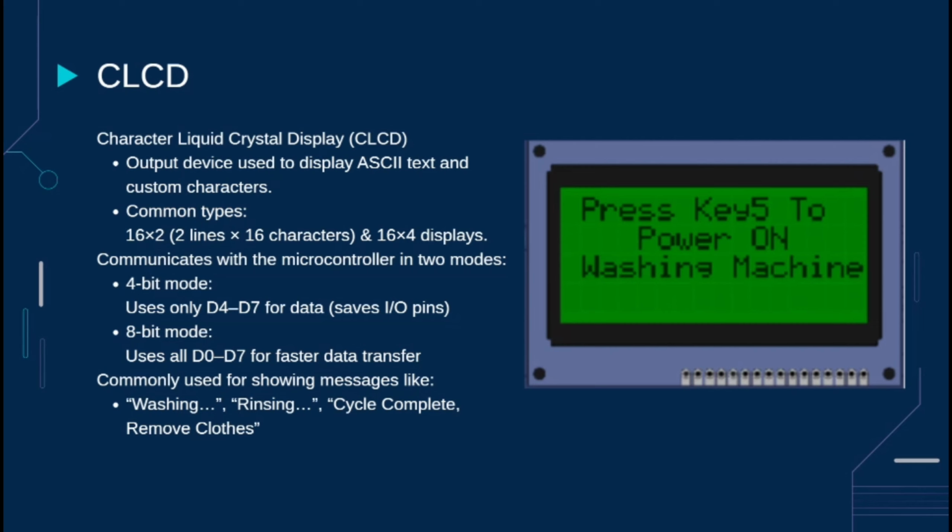Now, this CLCD helps make the system more interactive and user-friendly by showing real-time status updates. As you can see in the image here, it states press key 5 to power on washing machine, and the interactions between the user and the washing machine, which is trying to display the output messages, all will be reflected in CLCD.